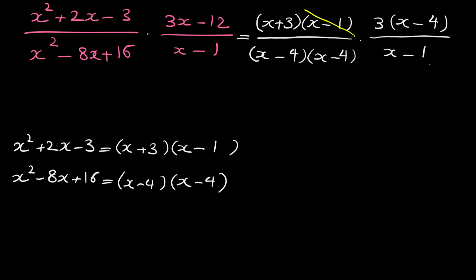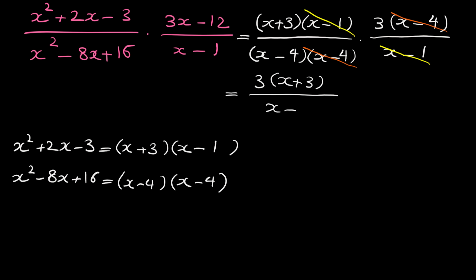X minus 1 with x minus 1 cancels. X minus 4 with x minus 4. Is anything left here? No. So in numerator we have x plus 3 times 3, but it's better to put the 3 here. You can put 3 here, but it's not a good way to write the answer, so we prefer to put the numbers before the brackets. And from denominator we are only left with x minus 4.